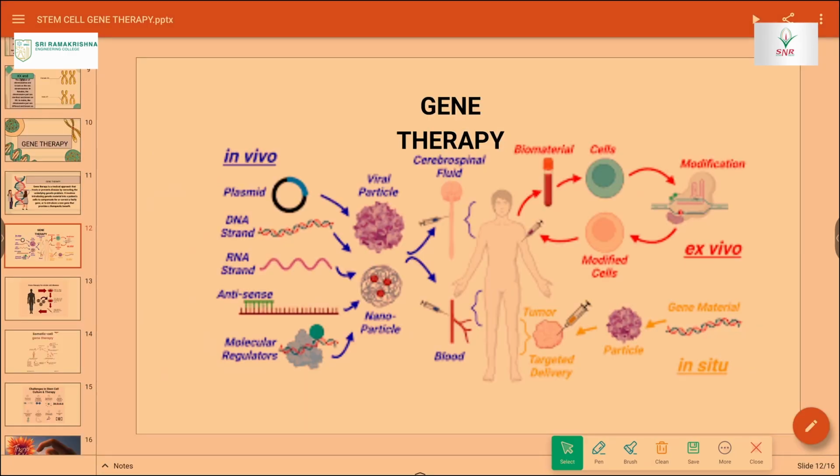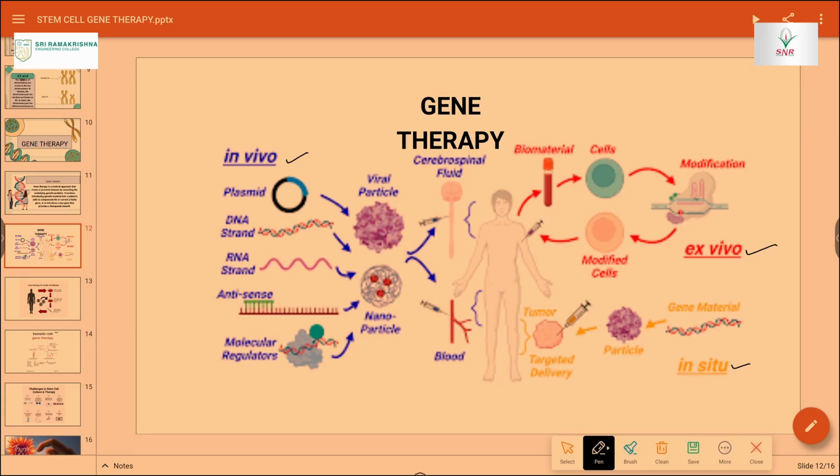In gene therapy, if you see, there is a person standing here, and there are 3 types of gene therapy modes. The first one is in vivo, the second one is ex vivo, and the third one is in situ. Vivo means what? Means living. So in vivo means inside the living organism, ex vivo means outside, and in situ means at the site of problem.